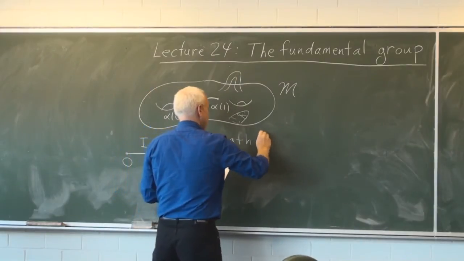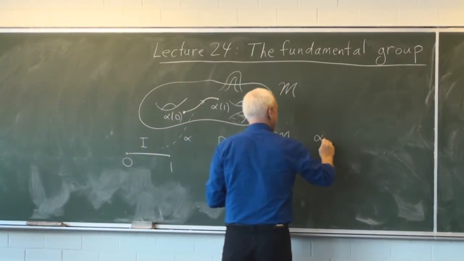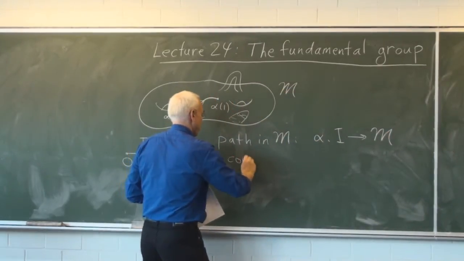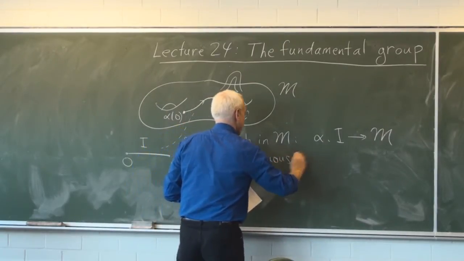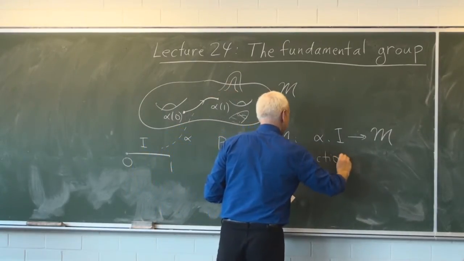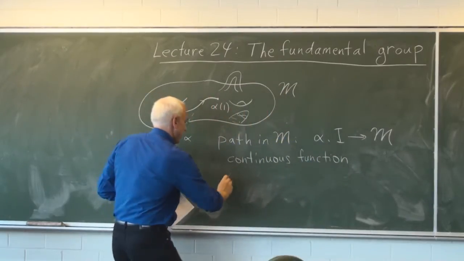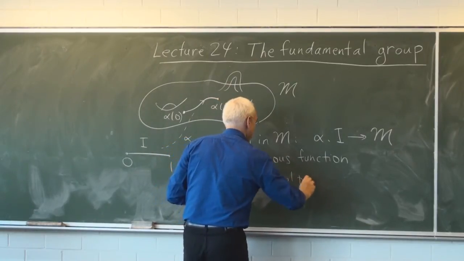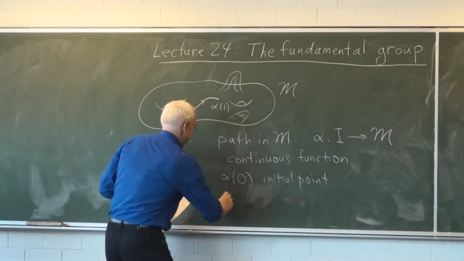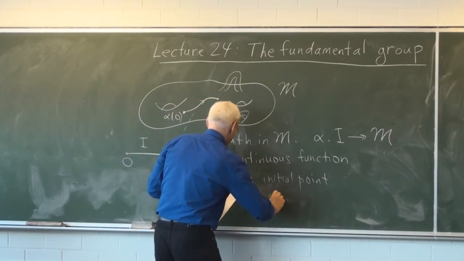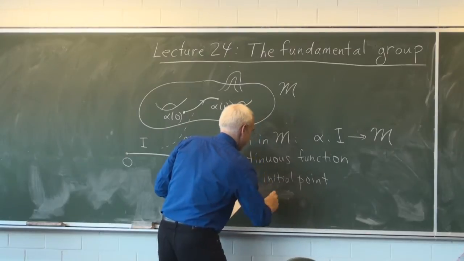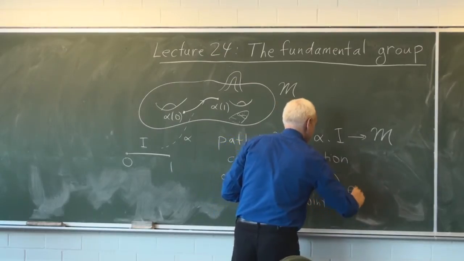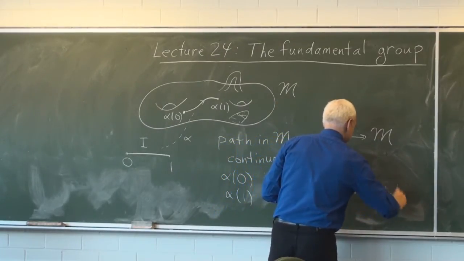So a path in M, by that we mean a function from the standard interval into our surface, and it's got to be continuous. The point alpha of 0 is called the initial point, and the point alpha of 1 is called the end point, or final point. Both of these are what we might call endpoints of the path.